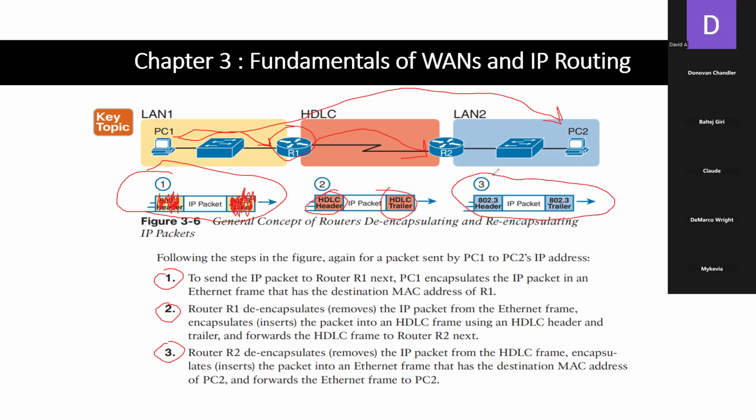So this is the general concept of routers de-encapsulating and re-encapsulating IP packets. That MAC address is never going to be the same. Let's say you want to visit google.com or YouTube. That IP address might be the same, but the MAC address will always change per layer 3 boundary, or per hop. Does that make sense? Yes, it does. Okay, let's go ahead and move forward.